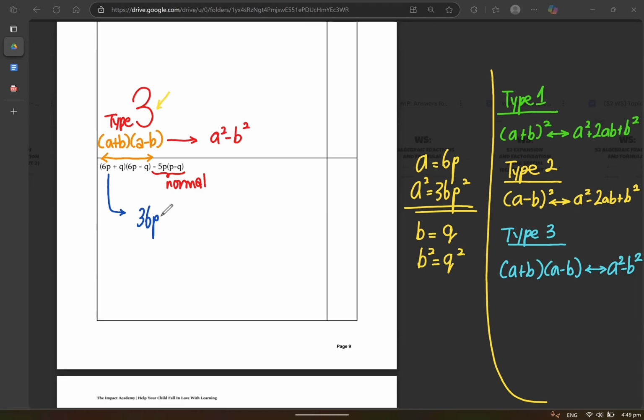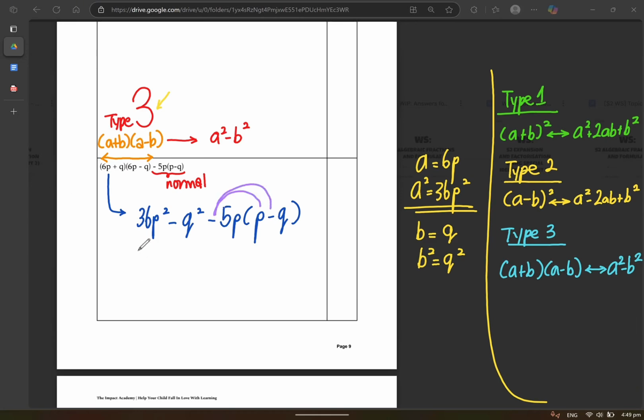36p squared minus q squared. Minus 5p bracket p minus q. So I have not solved this part, which is something that I'm going to do right now. What am I going to do right now? I'm just going to expand this part.